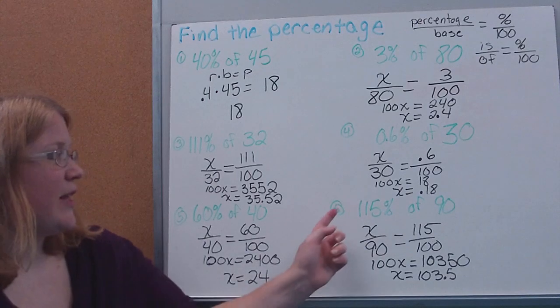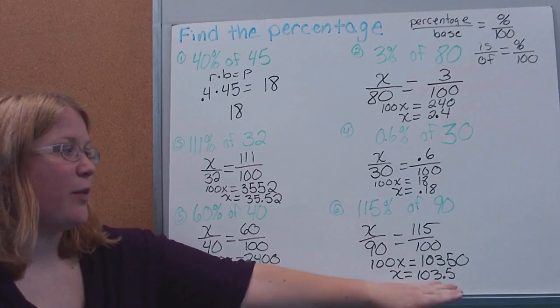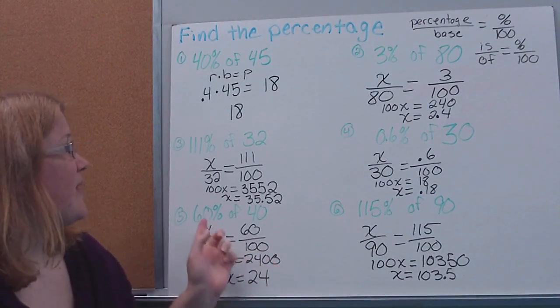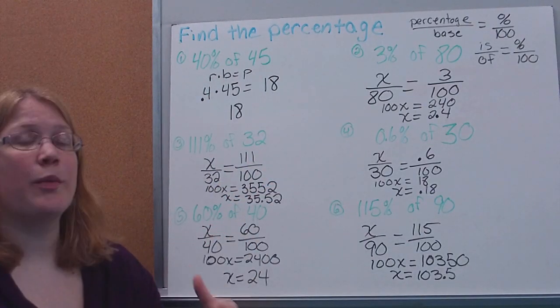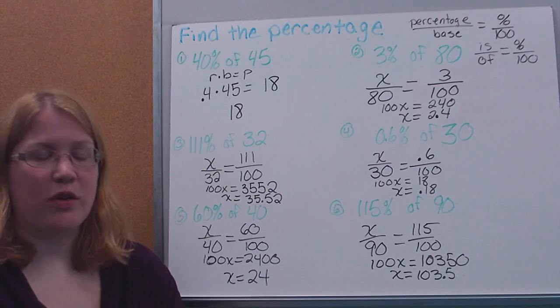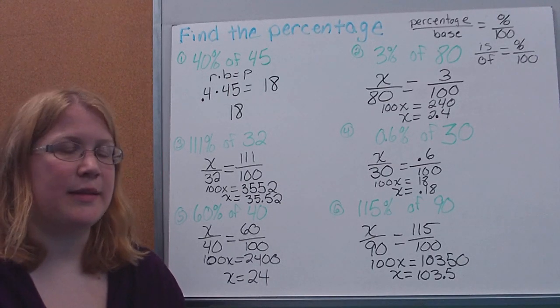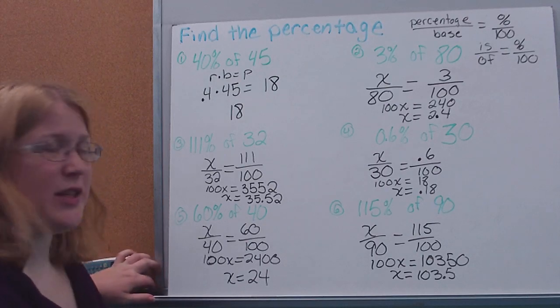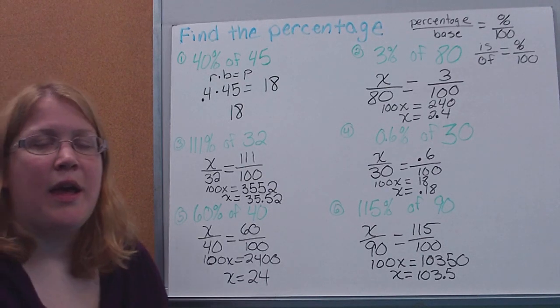And what you'll notice is this makes sense because this is greater than 100, so my number should be bigger than 90. The rest of these are smaller than 100, so my number should be smaller than my base. So that's just kind of a quick little common sense rule that you can look at to say, does my number make sense? If not, it probably means you misplaced a decimal somewhere.